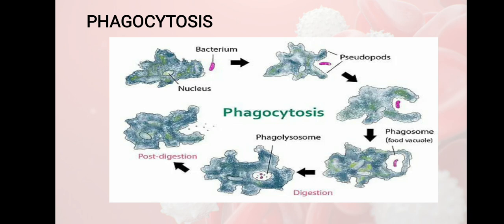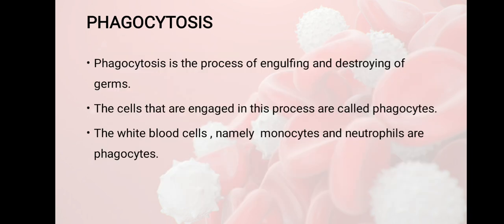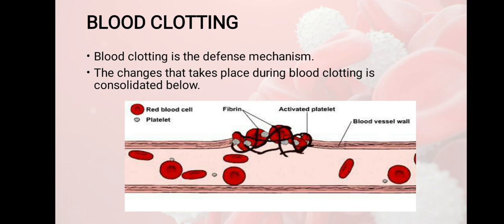Phagocytosis is the process of engulfing and destroying germs. The cells engaged in the process are phagocytes. The white blood cells, namely monocytes and neutrophils, are phagocytes.